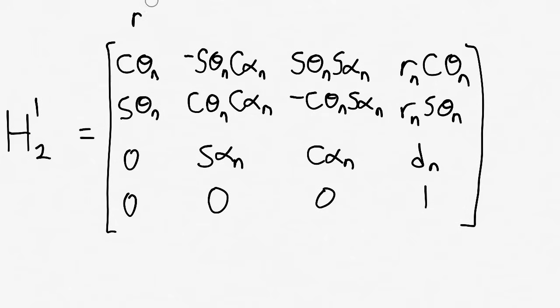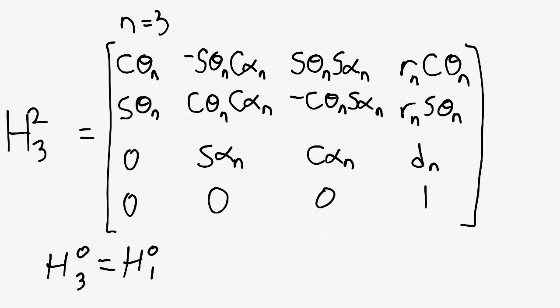Then, if we want to find the homogeneous transformation matrix from frame 2 to frame 3, we set n equal to 3, plug in all of the parameters from the third row of the parameter table to find this matrix. Then we can find H from 0 to 3, all the way from the base frame to the end effector frame, by multiplying these 3 matrices that we found, H01 times H12 times H23.